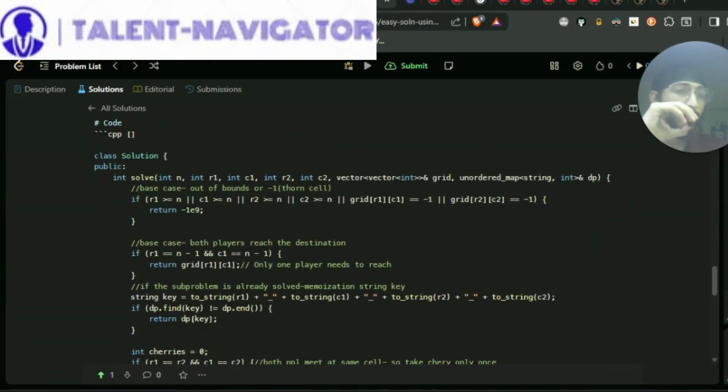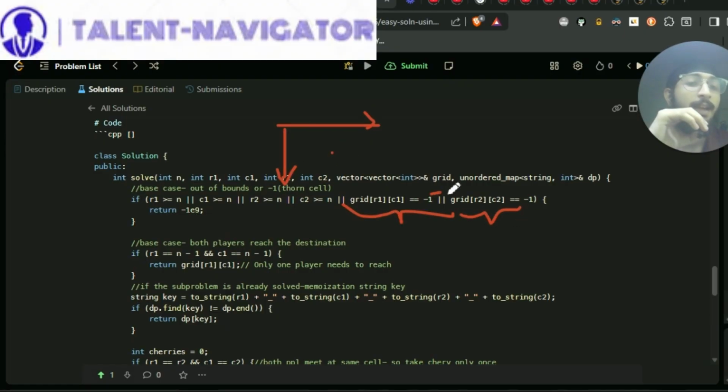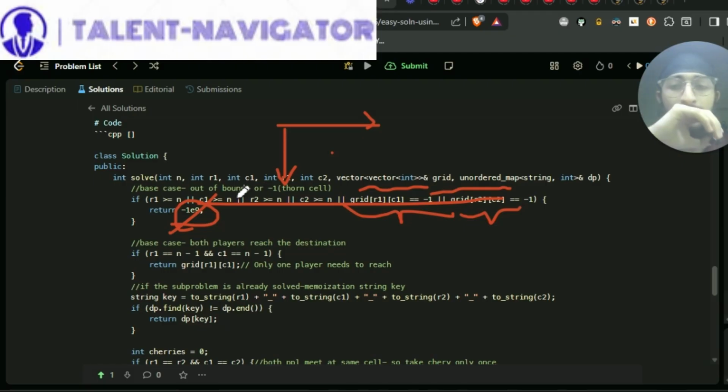Now we go over to the main function. This is a function with n, R1, C1, R2, C2, the grid and the unordered map. The base case is if we go out of bounds, or if we have a thorn cell that is -1. That is, if R1 is greater than or equal to n, C1 greater than or equal to n, or R2 or C2 greater than or equal to n, that is, if any of the players goes out of bounds, or the grid value of any of these reaches a thorn cell, it would not be possible. That is why we return -1e9, so minus of int max.